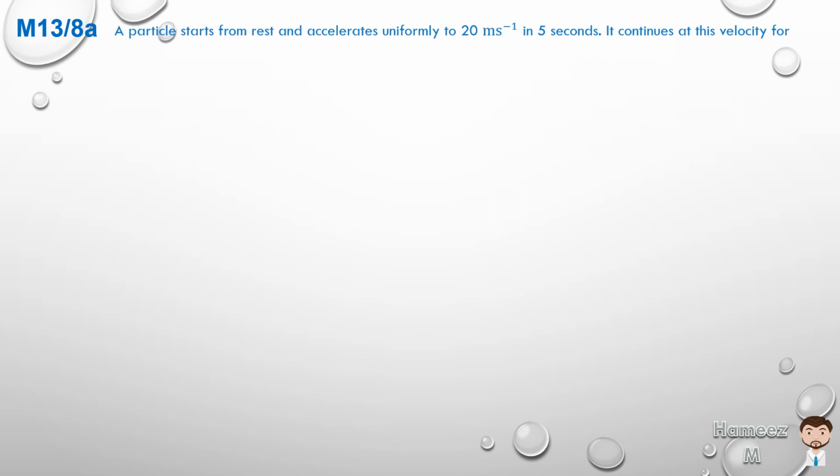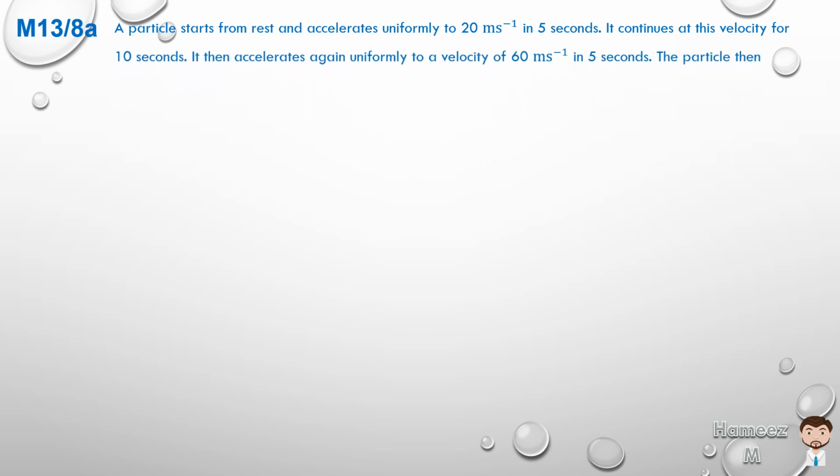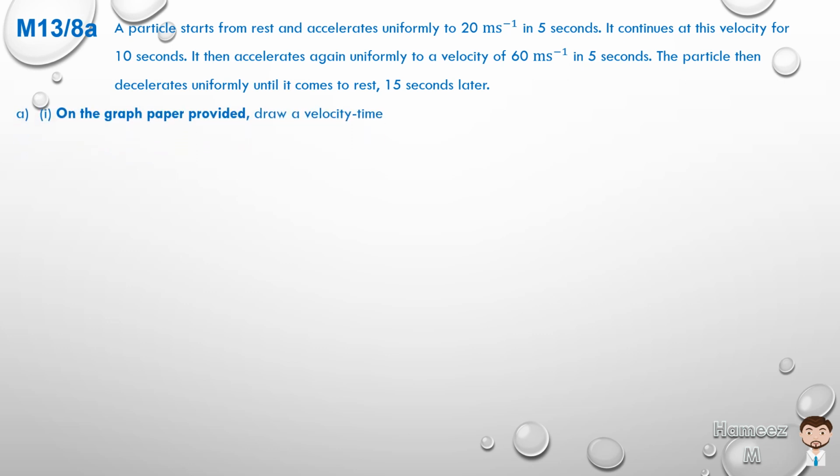May 2013, number 8A. A particle starts from rest and accelerates uniformly to 20 meters per second in 5 seconds. It continues at this velocity for 10 seconds. It then accelerates again uniformly to a velocity of 60 meters per second in 5 seconds. The particle then decelerates uniformly until it comes to rest 15 seconds later. A, part 1: on the graph paper provided, draw a velocity time graph to illustrate the motion of the particle.